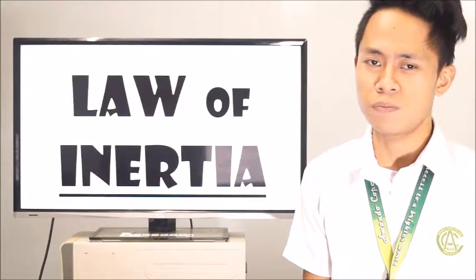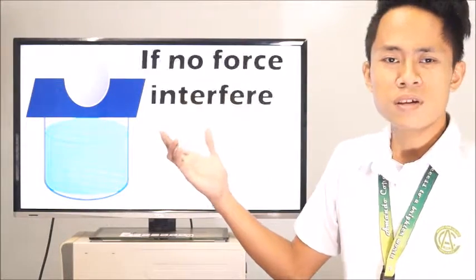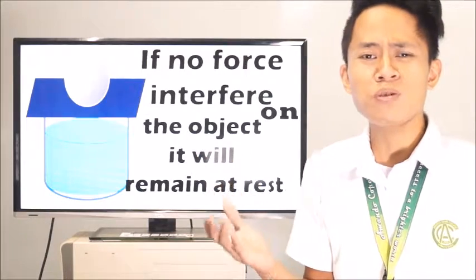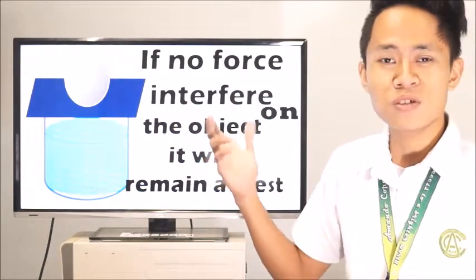Let's go on to the first law, which is the law of inertia. Take a look at this illustration. You will observe that the egg was not moving. If no force interferes on the object, it will remain at rest. That's the reason why the object remains on the top.